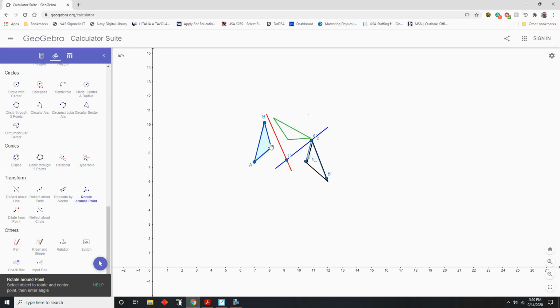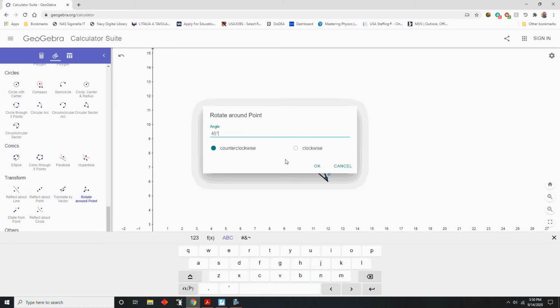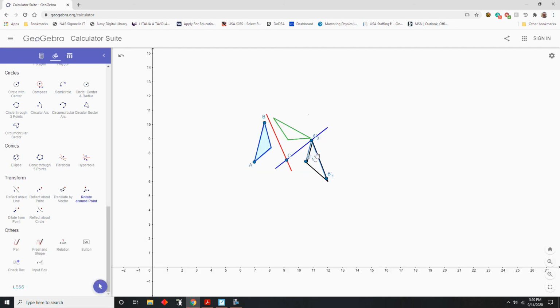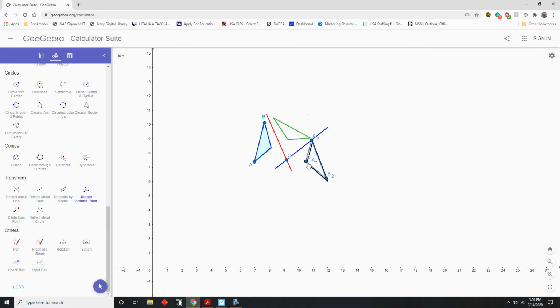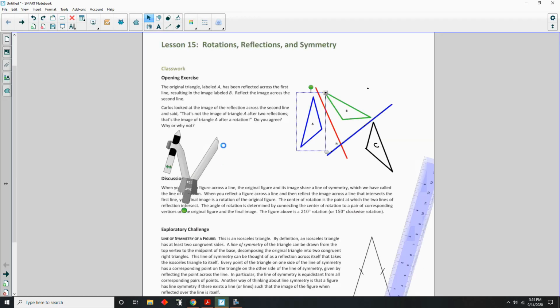So I want to rotate AB about C 215 degrees. And that's right here. So I've got this one, I've got this one, I just need this one now. And as you can see, this triangle falls pretty much on top of this one here. I might be off by a degree or two of rotation, but you can see that a rotation will land it on top. So getting back to Carlos.